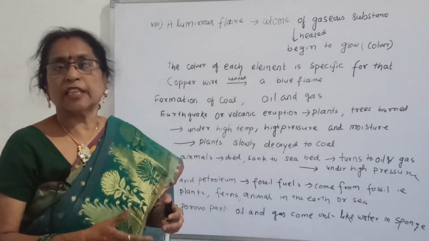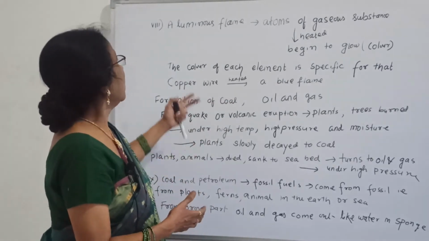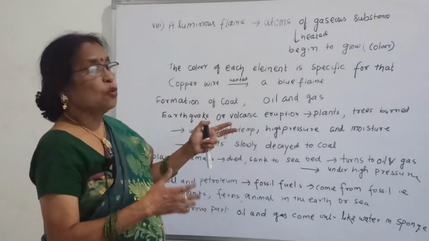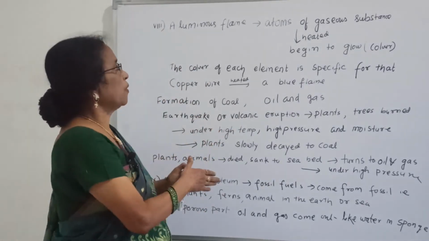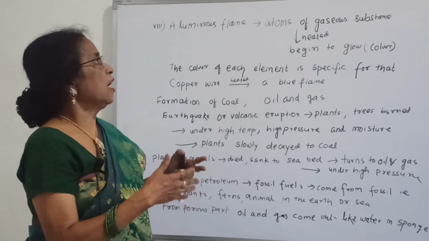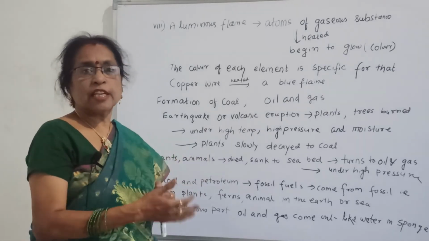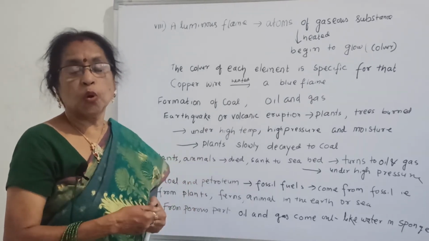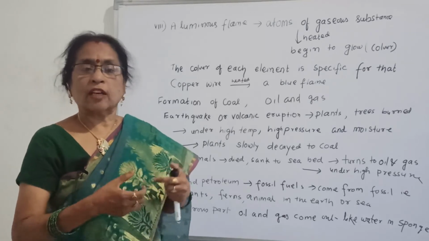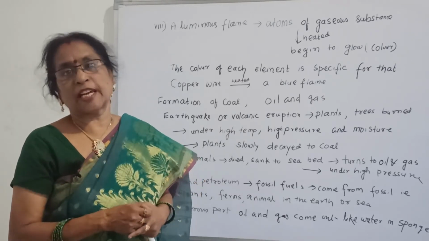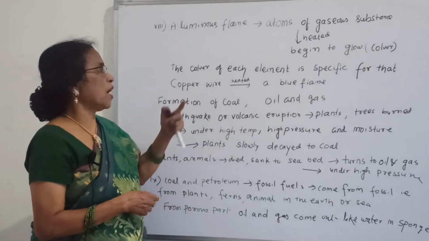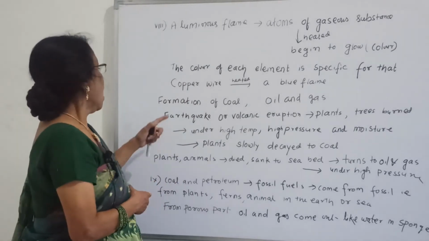Similarly, barium gives a pea green flame. Here you can see a luminous flame is obtained when the atoms of a gaseous substance are heated and begin to glow with a specific color. The color is specific for a specific element. For example, copper wire gives a blue flame.